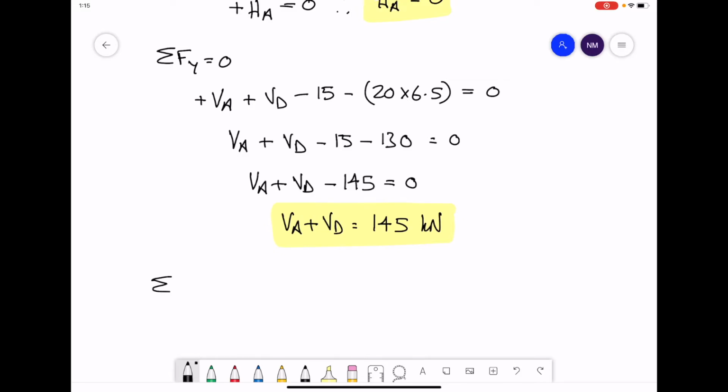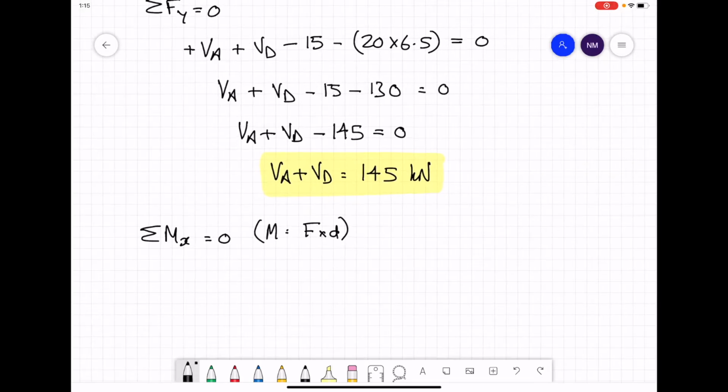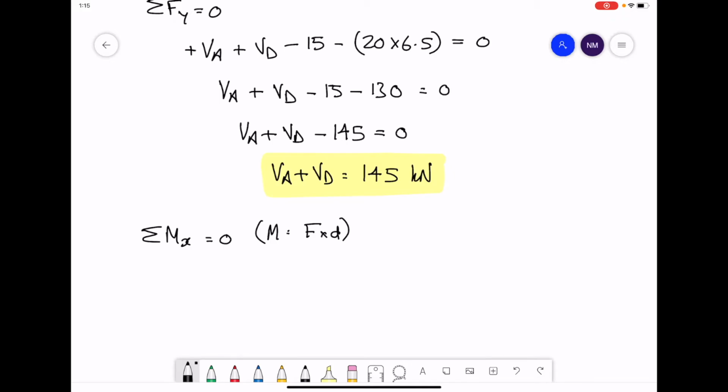Applying the last equilibrium equation, moments about any point add up to give you 0. Remember, moments are a force by a distance. We have to show which point we're taking moments about. We take moments about the first support on the left hand side, labelled point A, with a little bent arrow over the top, the shorthand notation for taking moments about point A.